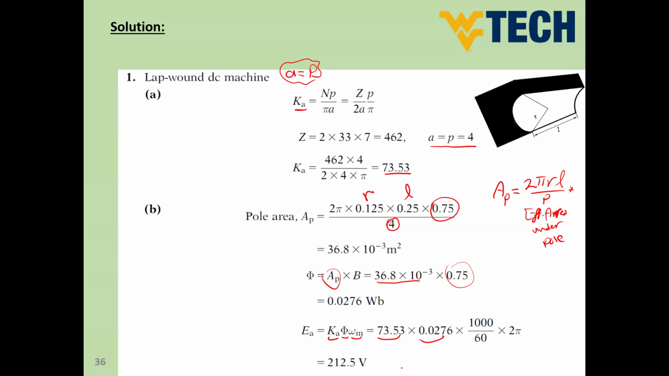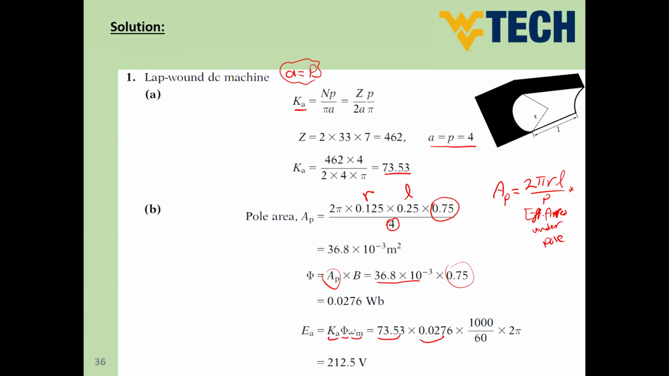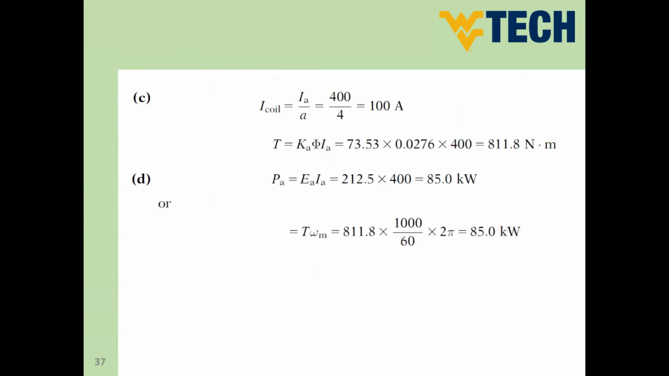So from here, guys, we understood how to calculate the effective area and just substitute now in the relation of the induced volt in order to get the induced volt across our motor. Part C is determine the current in the coil and the electromagnetic torque. So he mentioned here the armature current is 400 amperes. Since we have 4 poles in the case of lap winding, we have 4 parallel paths. So we can say one coil will have the armature current divided by A, which is going to be 100 ampere.